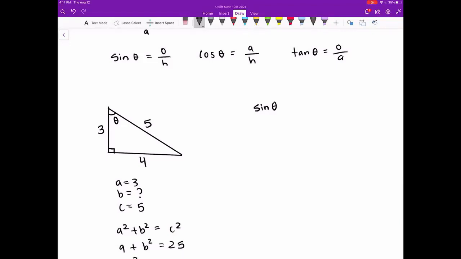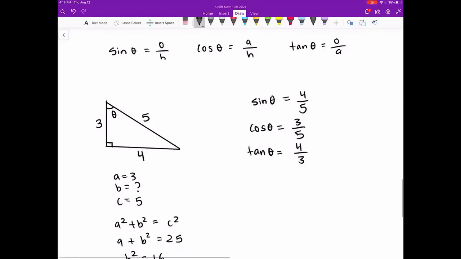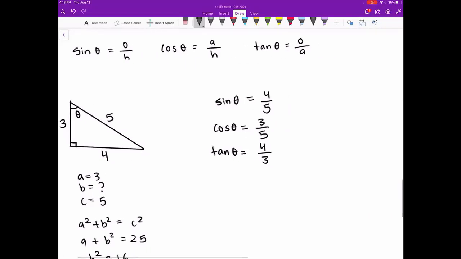So sine theta will be the opposite over the hypotenuse, so it's 4/5. And cosine theta will be the adjacent over the hypotenuse, so the adjacent is 3, so it's 3/5. And tangent is the opposite over the adjacent, so the opposite is 4 and the adjacent is 3, so it's 4/3. And if you have a calculator, you can find the degrees for theta.